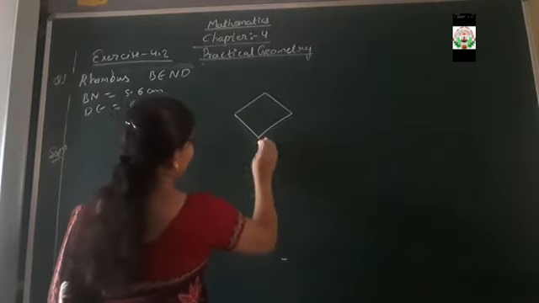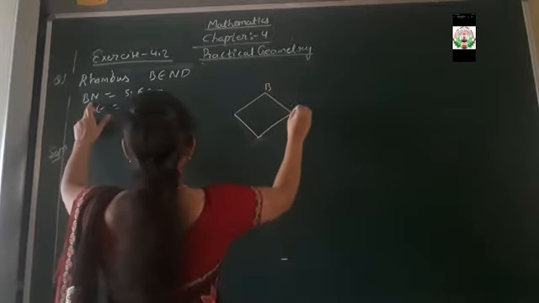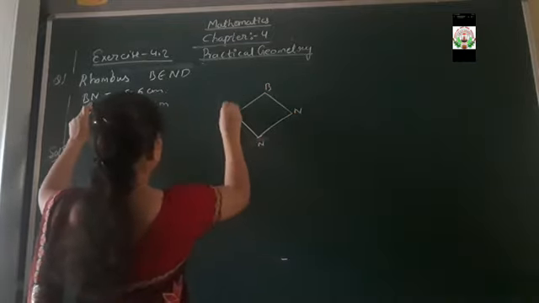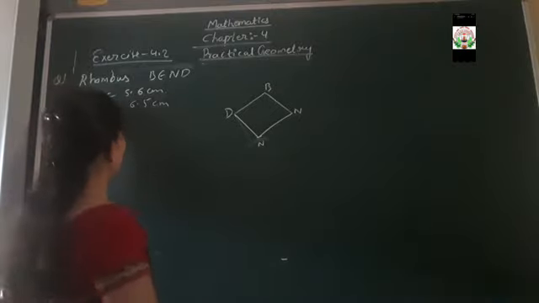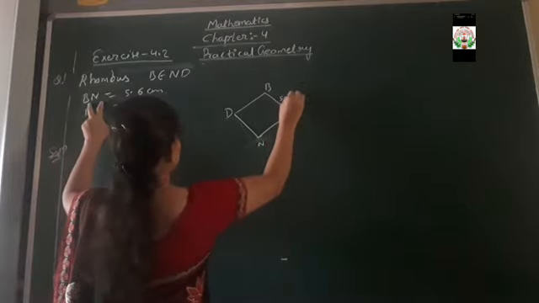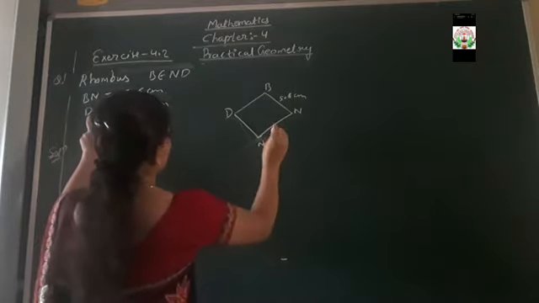The sides of the rhombus are equal, isn't it? So here B, E, N, D. This will be the figure of the rhombus. Now BN will be equal to 5.6 centimeter and DE, here it is E.